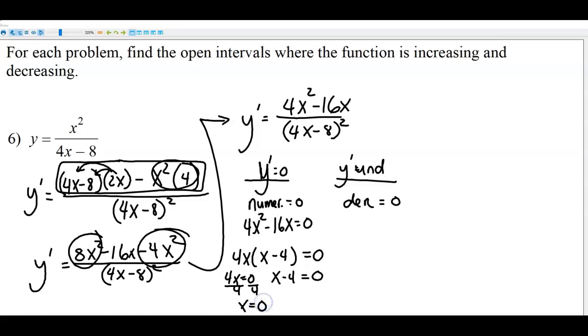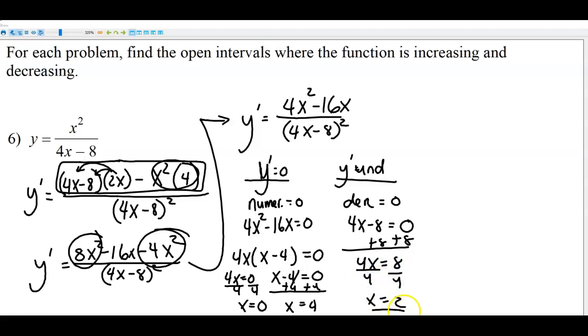I get 0 as a critical value. And I get 4 as a critical value. We're also going to set the denominator equal to 0. You don't need to include the square, just the part that's inside the parentheses. Let's go ahead and solve that one. So I've got 3 critical values here, which means I'm going to set up 4 intervals. So we're going to have 0, 2, and 4.